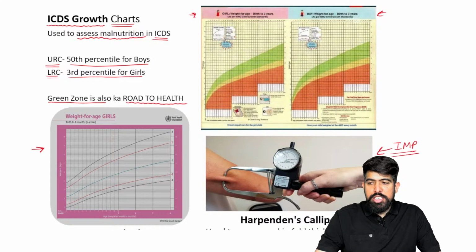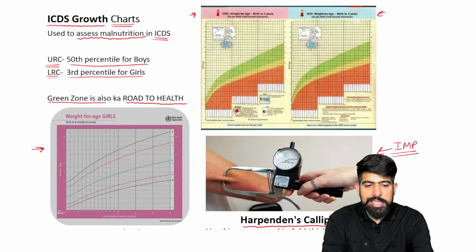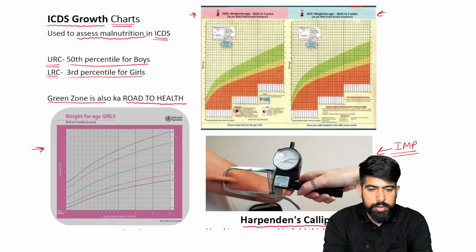And what is this image? Yes, what is this image? This is your Harpenden calipers. And this Harpenden caliper, please understand, is used for the measurement of the skin fold.